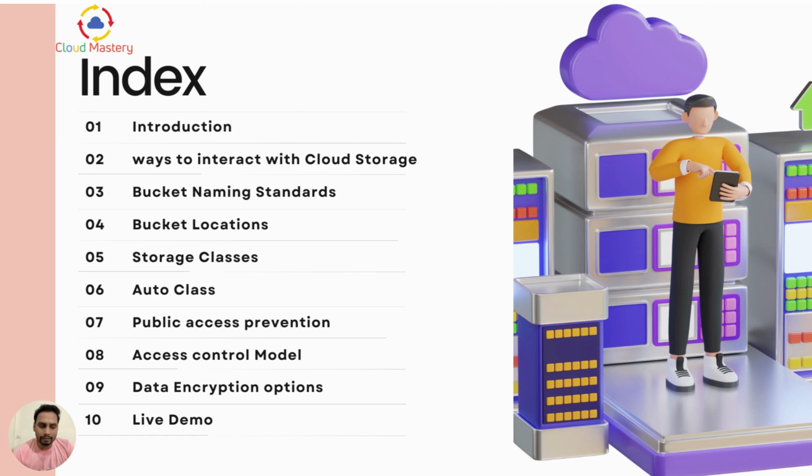And we have a very important concept in GCS, which is storage classes. We will see at a high level what the different storage classes are and how they are useful. And then there is a new concept recently introduced by Google, which is Autoclass. So we will also discuss Autoclass. We will discuss more about what public access prevention is, what the access control model is, data encryption options, and finally we will see a live demo. So these are the different items that we are going to discuss.